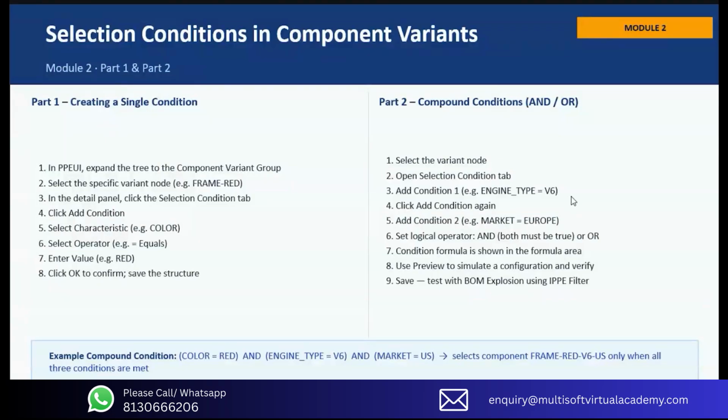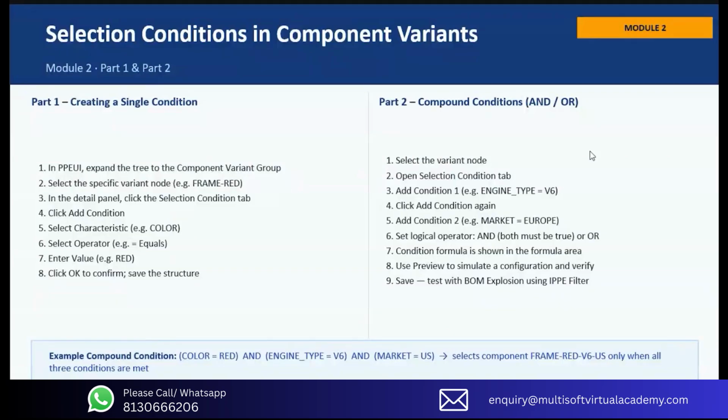Generally, if you see here in this PPE transaction, you first expand the tree and then you select the specific variant node, highlighted in red. So we are selecting this one. Selection condition. There will be a dialog box, with tabs. In that tab, the selection condition, there you add a condition, and then you select. All these things we have already created. Characteristics we have created. You remember in the prerequisites, the characteristics and class are already there. We already created them. This is for the single condition, how we create it.